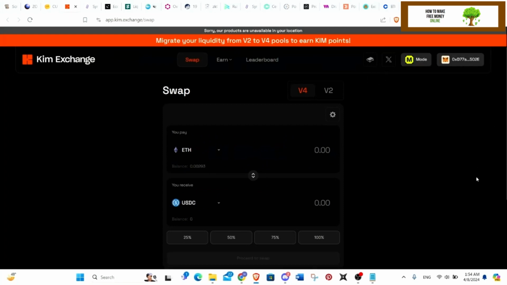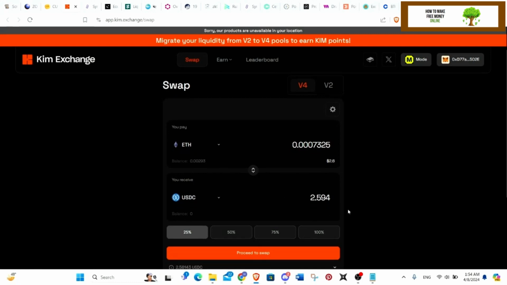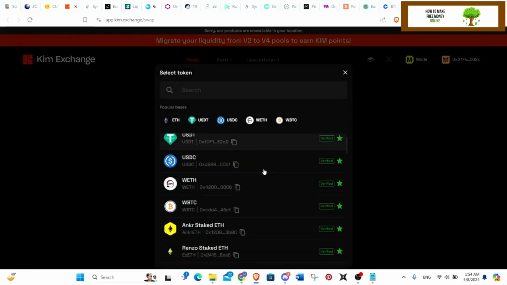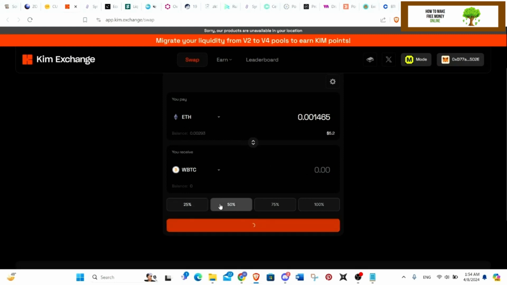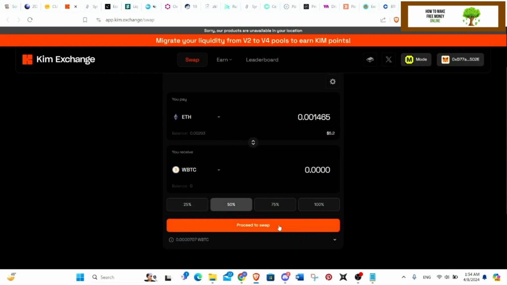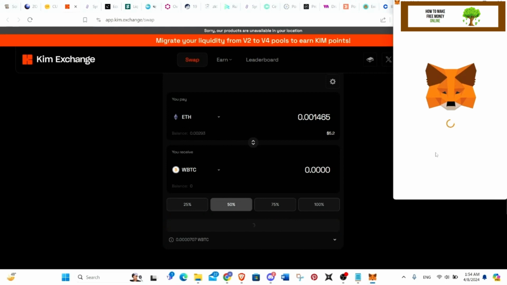So yeah, we are interacting with different protocols. We are farming wherever we are farming, even though it's not actually good farming the way I'm doing it, but it's totally fine. USDC, I don't wanna do USDC. Let's do WBTC, wrapped Bitcoin. 50%, I'm not sure how much the gas fees are gonna be, but let's do it.